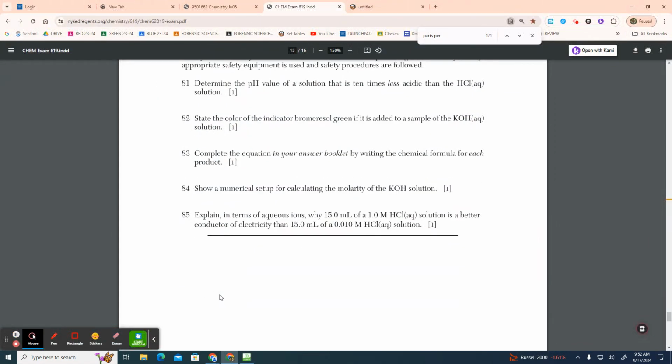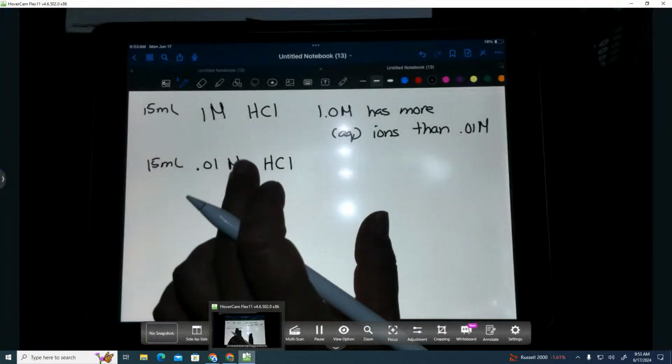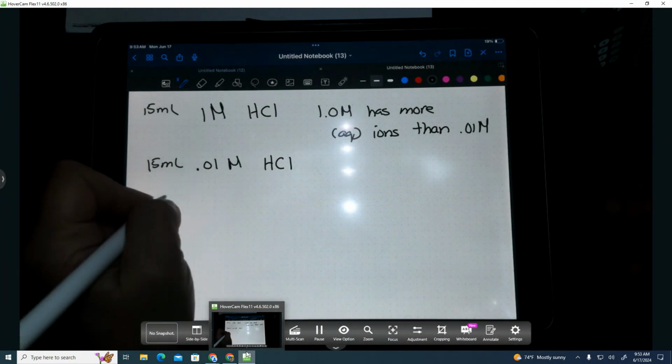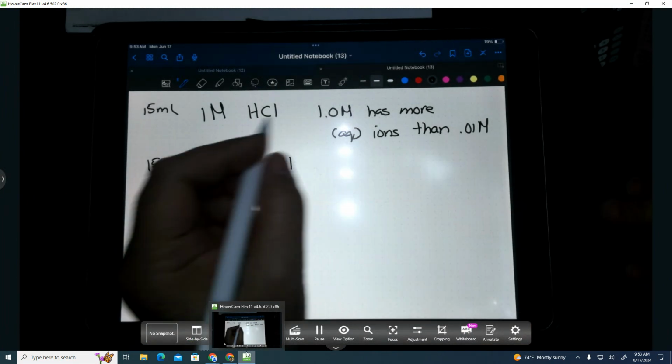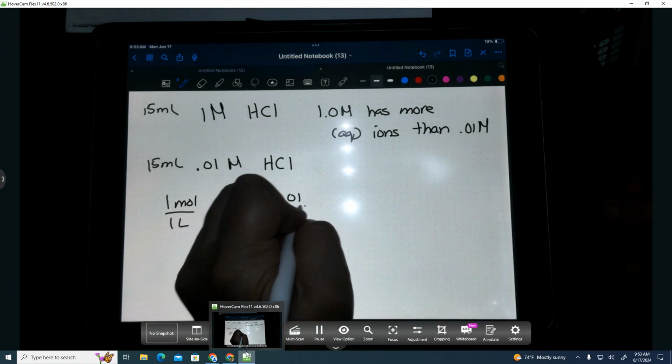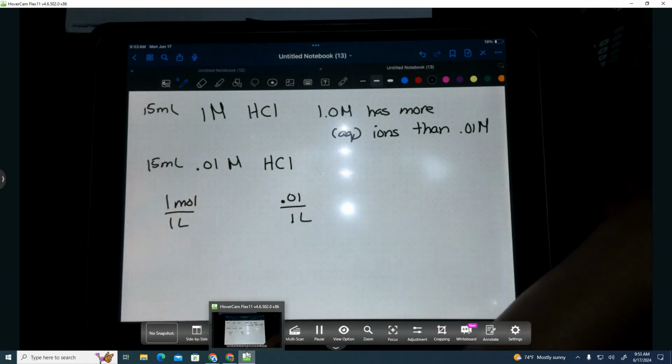All right. Any questions? Go ahead. I didn't get how you found out which one had more aqueous ions. Okay. 1 molar means you have 1 mole for every liter. 0.01 molar means you have 0.01 mole for every 1 liter. Which one has more in 1 liter?